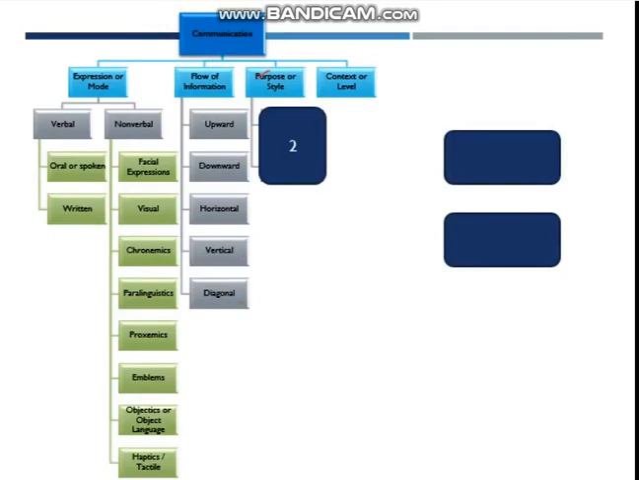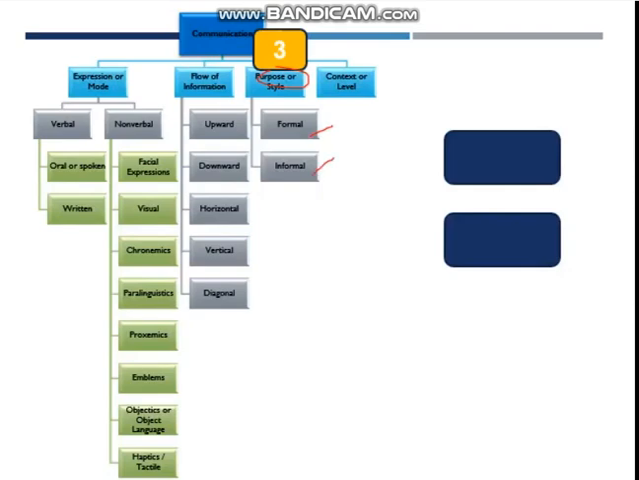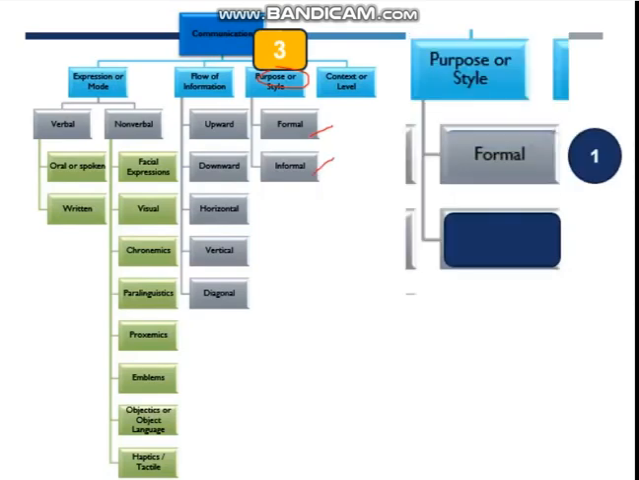Next, we have purpose or style, the third basis of our types of communication. So we have only 2. It could be formal or informal. Now, the purpose or style, if it's going to be formal, then we could say that it could be an academic setting or it could be a professional setting.